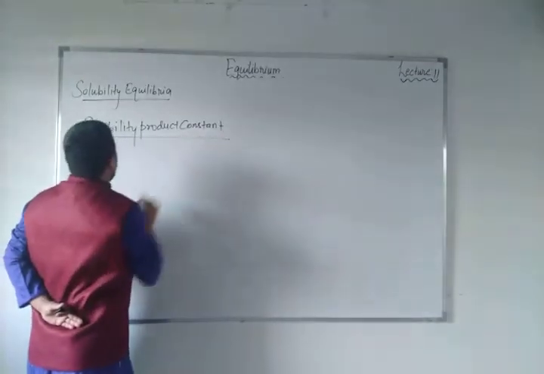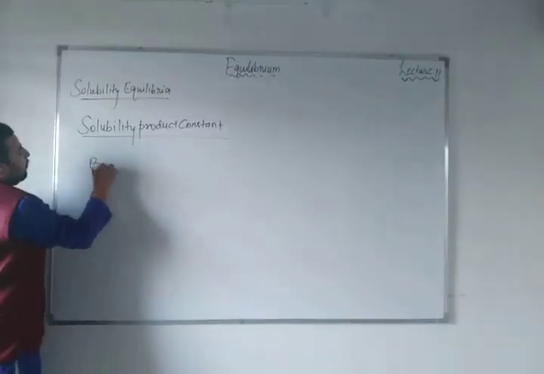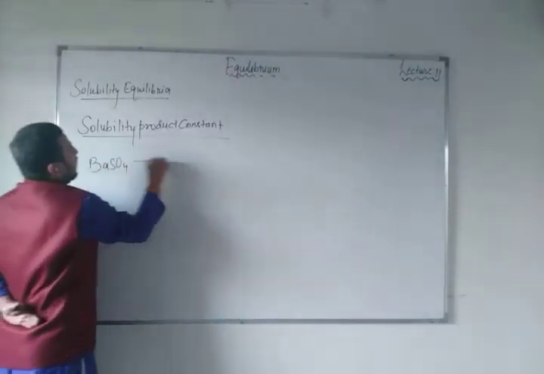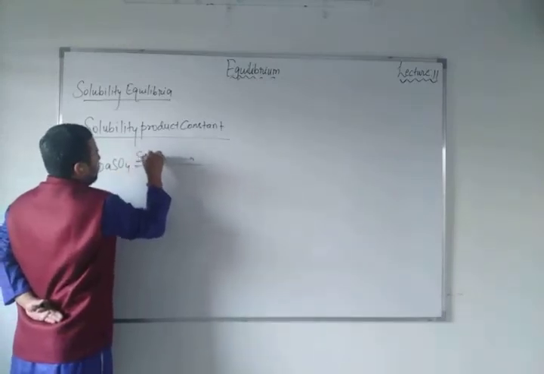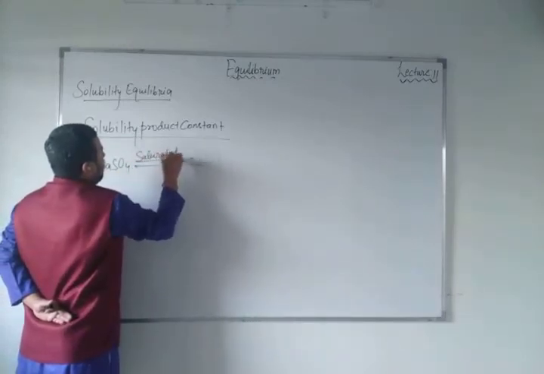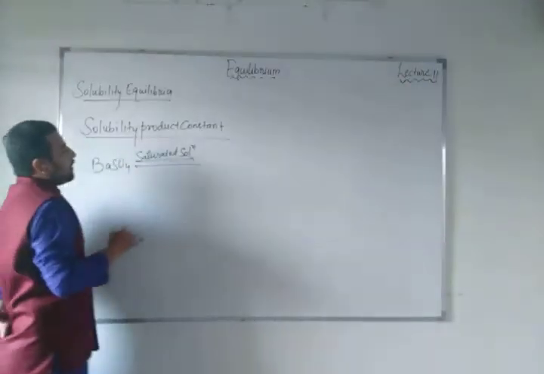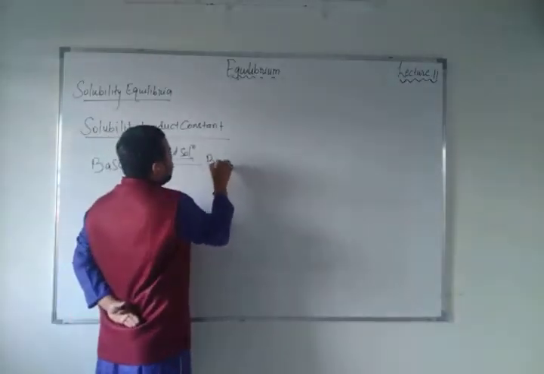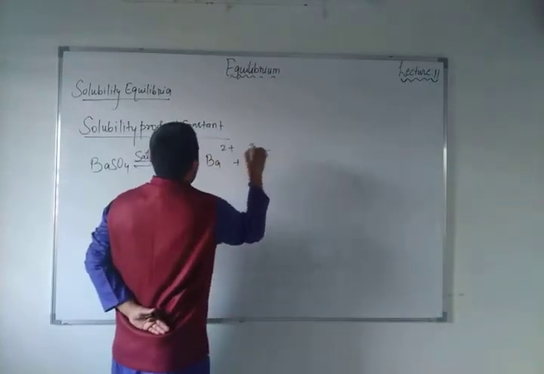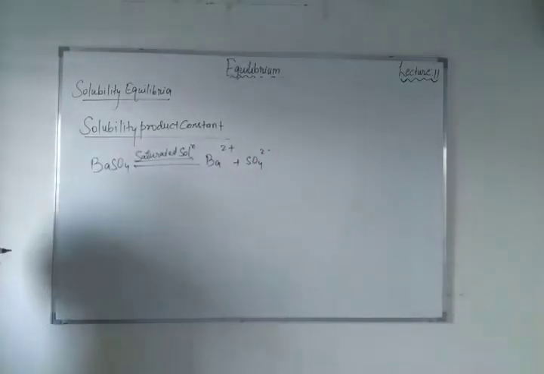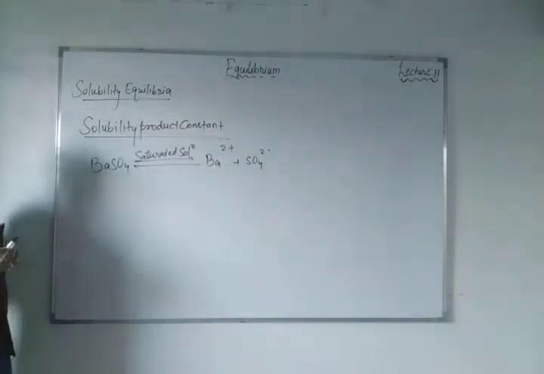Just suppose a barium sulfate, BaSO4. I am dissolving this barium sulfate into the saturated solution. So what will happen? This barium sulfate will dissociate into Ba2+ and SO4 2-. Am I right? Because they dissociate into the ions.